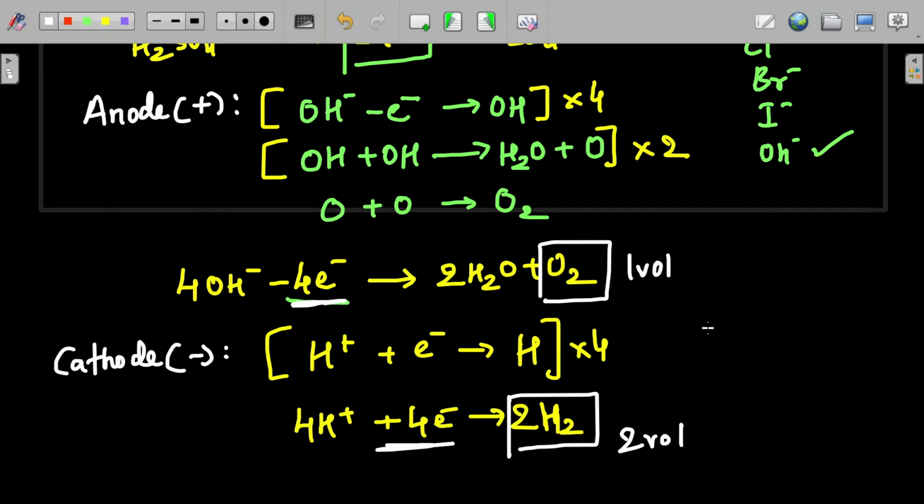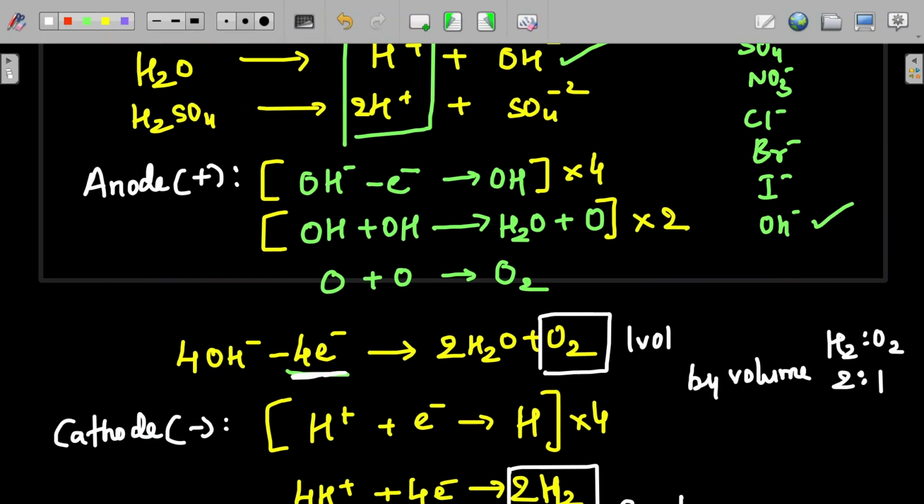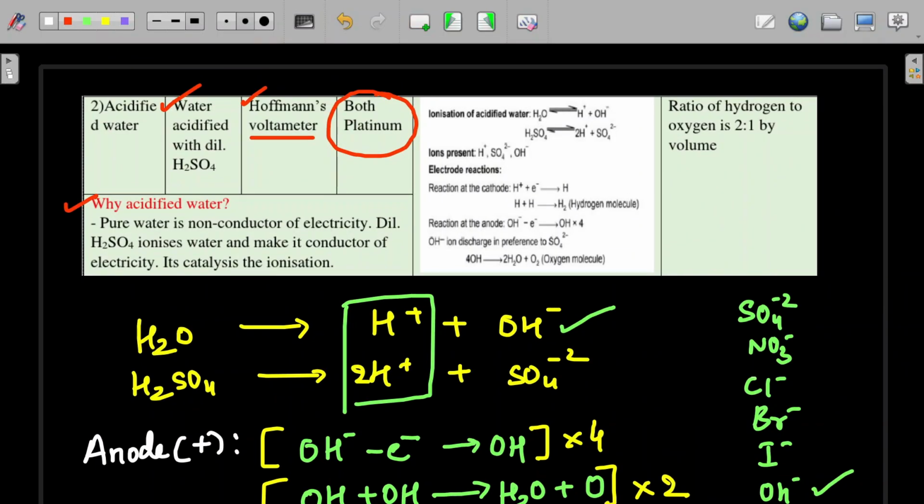Therefore, what is the ratio between the volumes? By volume, hydrogen is to oxygen, 2 is to 1. Okay. So, this is the thing. Ratio of hydrogen to oxygen is 2 is to 1 by volumes.